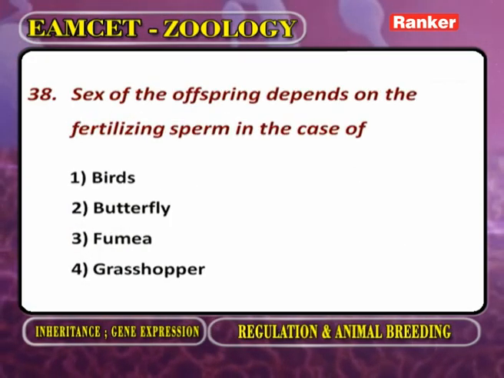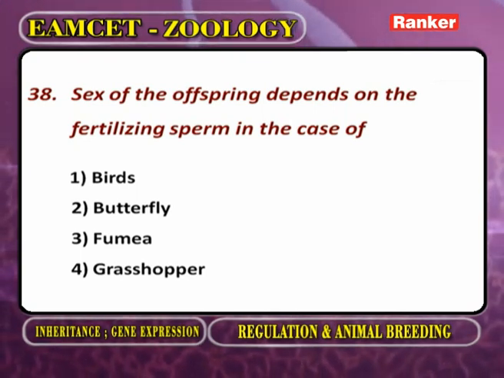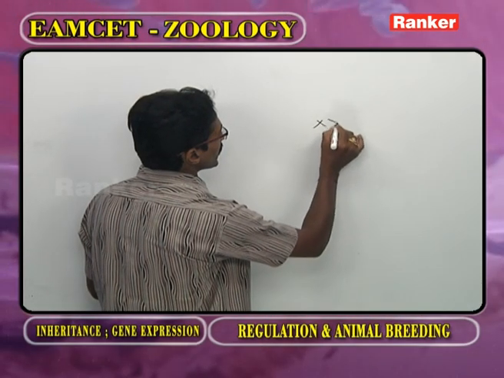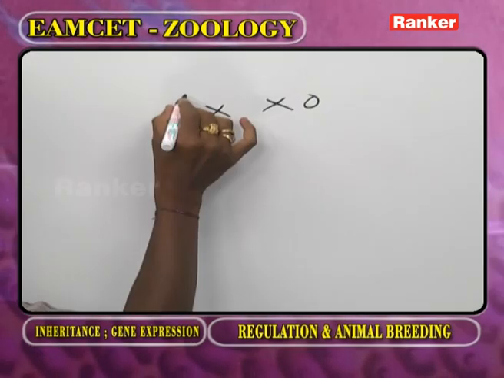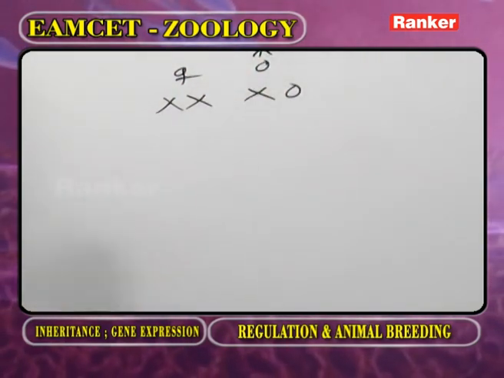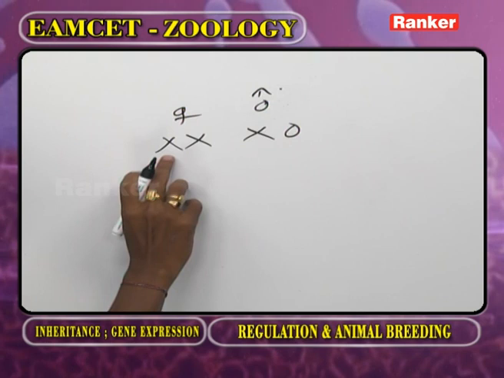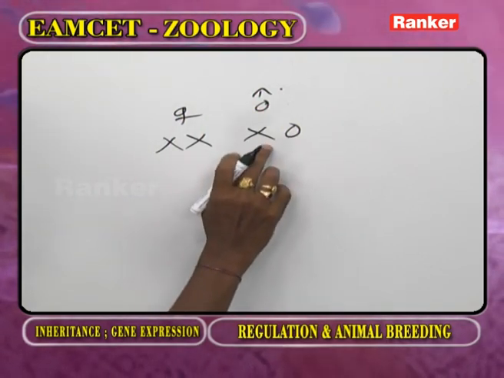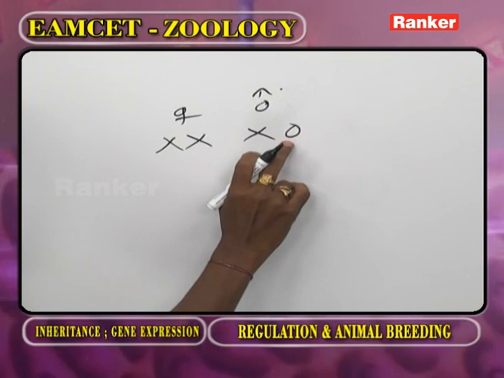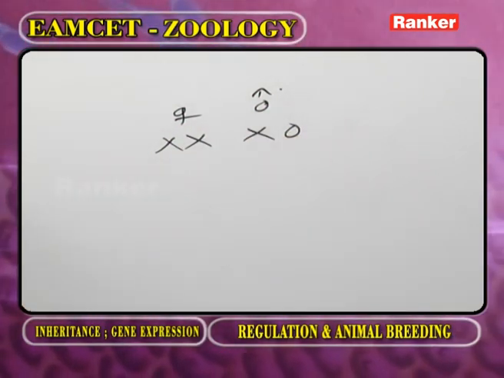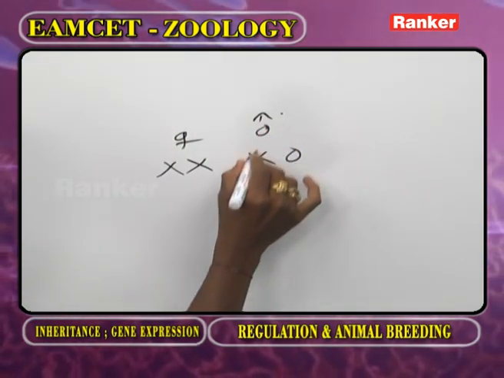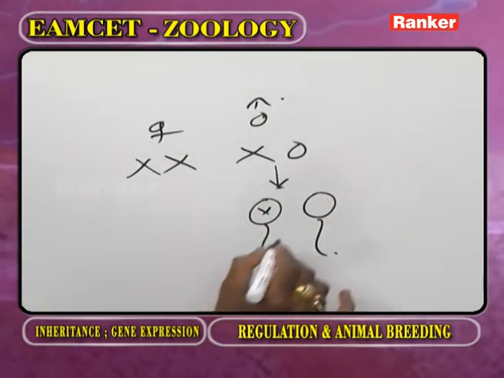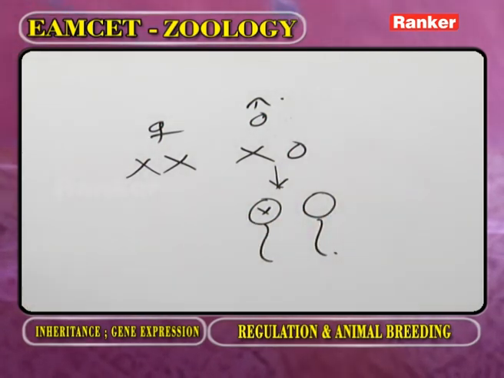sex of the offspring depends on the fertilizing sperm in case of. Now as we observe the sex determination, one method is XX, X0. This is the female, this is the male. Here you have to observe, the sex chromosomes are 2 in number in female, but in male how many sex chromosomes? Only 1. The second sex chromosome is absent, indicated by 0. It means in this method the male gives 2 kinds of sperms. In one sperm the X chromosome is present, in one sperm there is no sex chromosome.